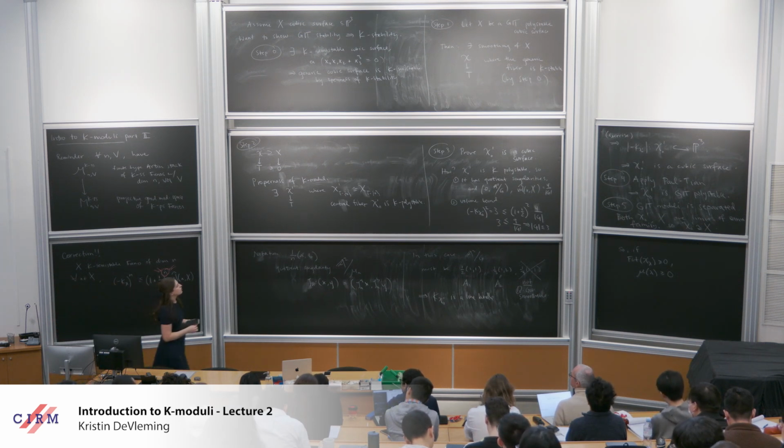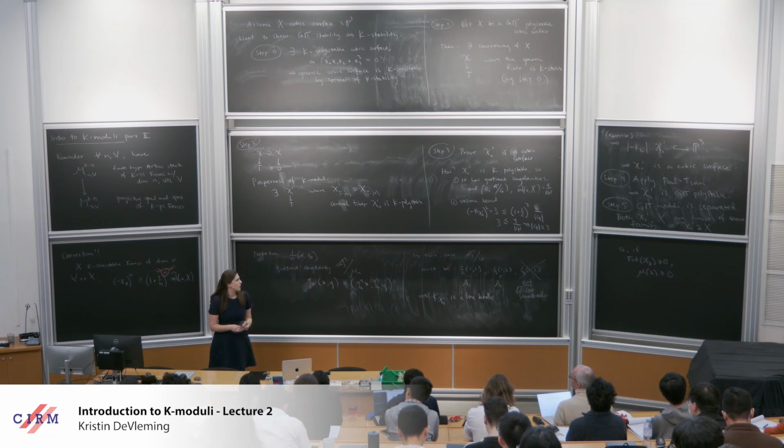Yeah, so the GIT moduli space is irreducible. It's a quotient of this projective space of cubic surfaces. And yeah, so it's very nice. More questions?